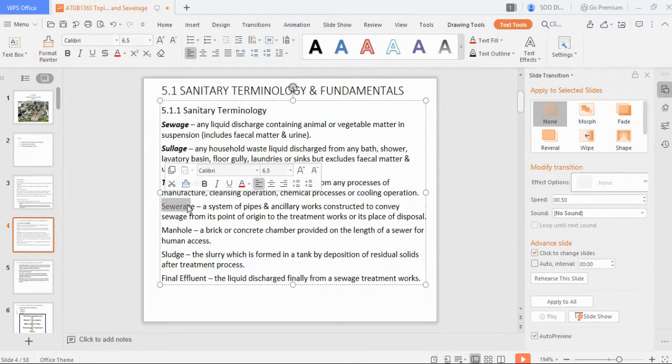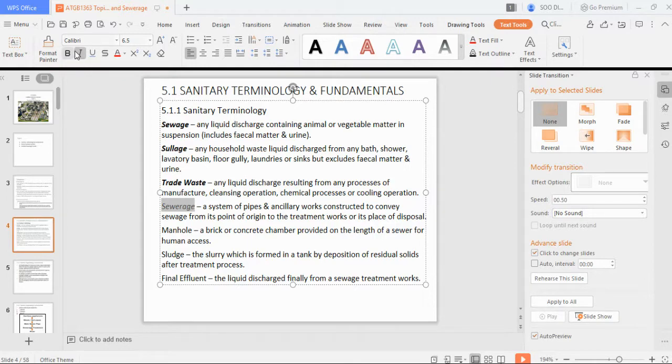Okay, so next is your sewerage. Your sewerage is just a system of piping to connect from your house or from your office or from any building to the sewage treatment plant.